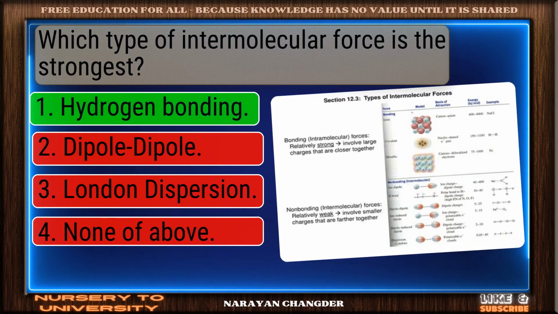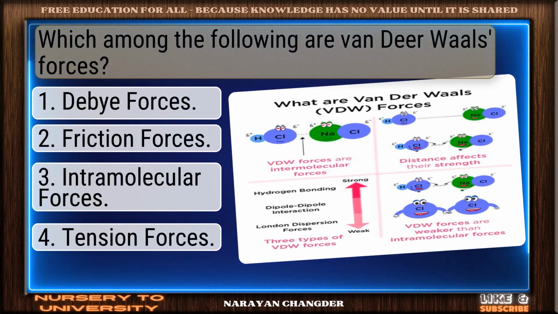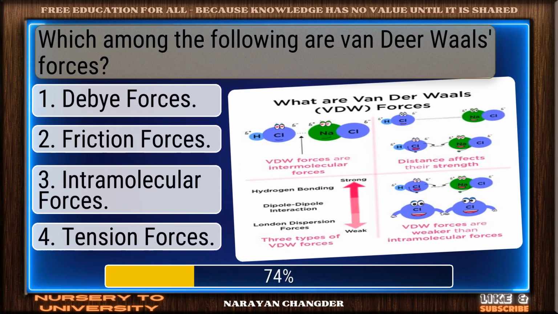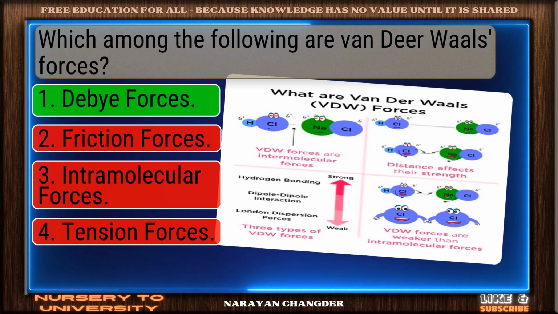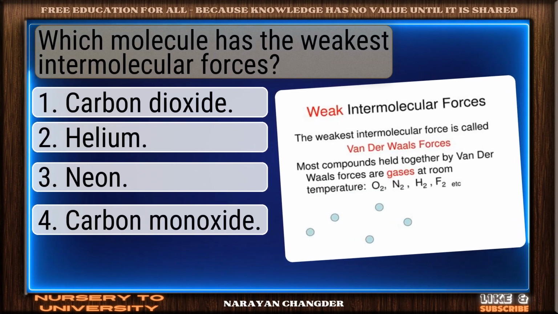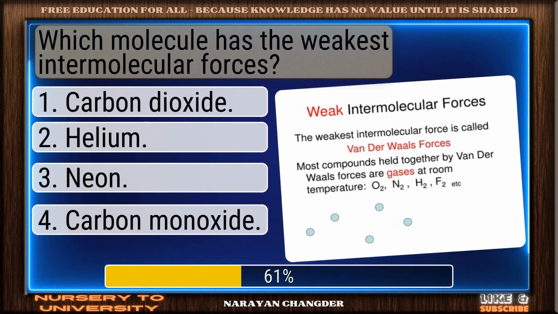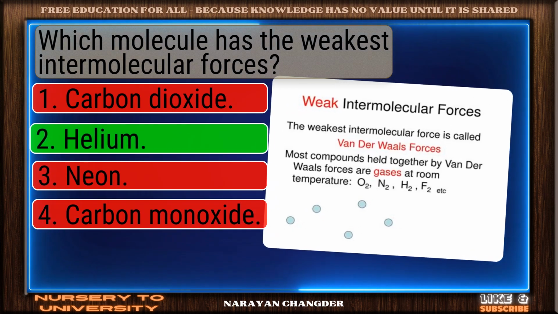Nice work. You chose hydrogen bonding and it is correct. Which among the following are van der Waals forces? Nice selection. Dipole forces is the correct and valid answer. Which molecule has the weakest intermolecular forces? Strong choice. Helium is the right answer.